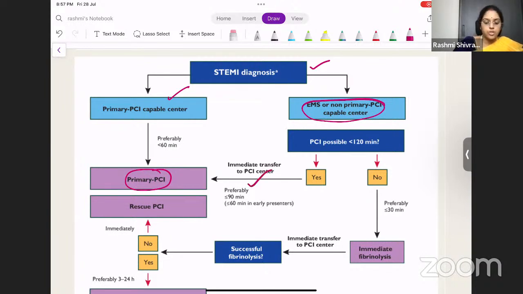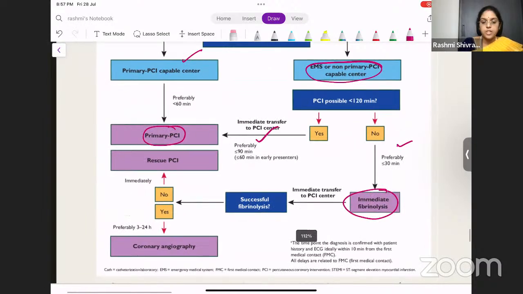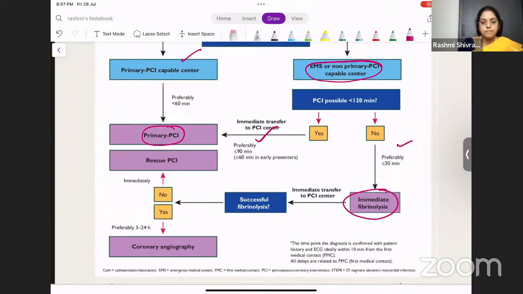If not, what should you do? If you think it will take a lot of time to transfer the patient, then you at least do the thrombolysis in the patient and immediately shift the patient to a place where there is a cath lab. So this is what you need to remember. As a medical professional, and for passing out of MBBS, this is very, very important. This is very frequently asked in your exams.